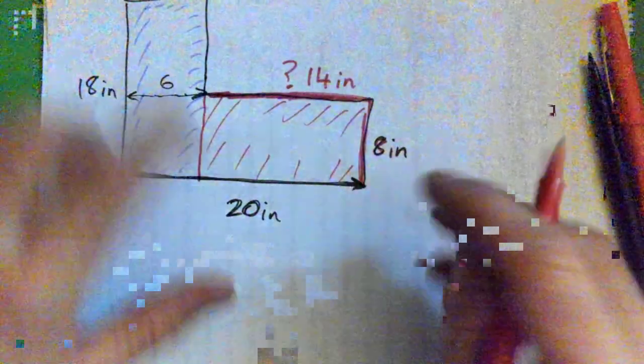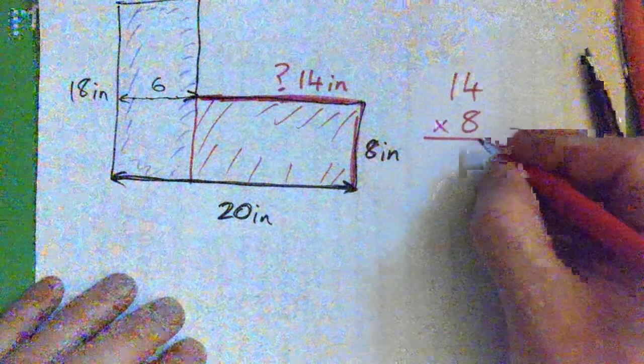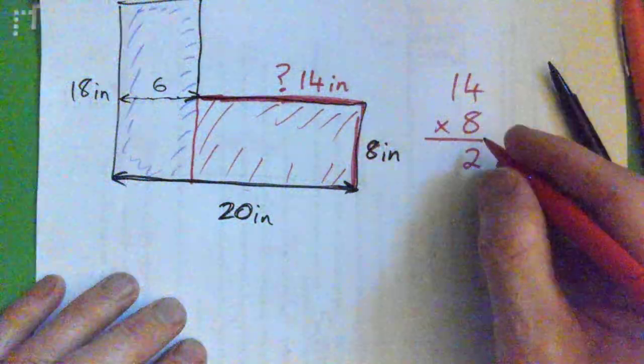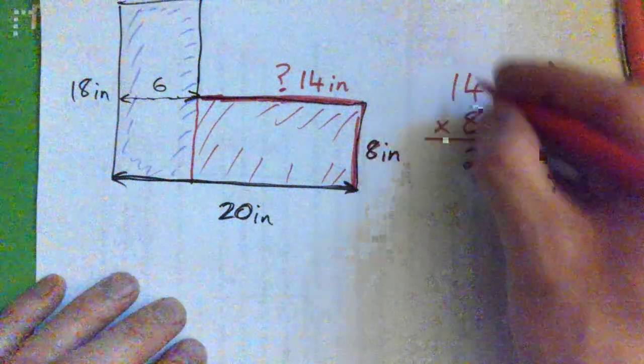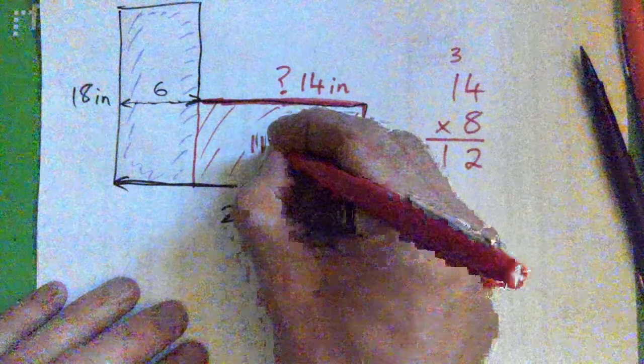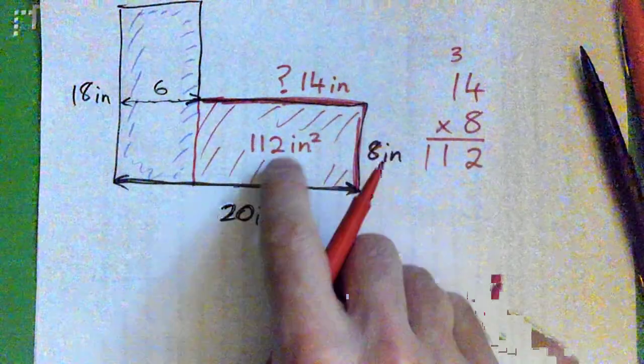And so the red rectangle is 14 times 8. 14 inches times 8 inches. 8 times 4 is 32, carry 2. 1 times 8 is 8, and 3... carry 3. 1 times 8 is 8, and 3 is 11. So that's 112 square inches, right?